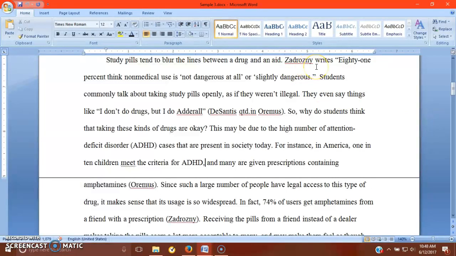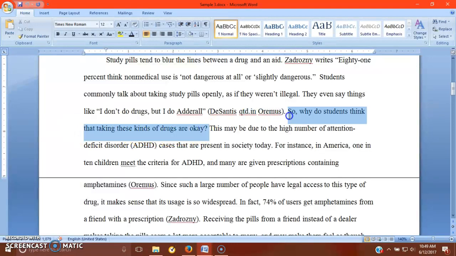Zadron Z, I'm not sure, writes, "81% think non-medical use is not dangerous at all or slightly dangerous. Students commonly talk about taking study pills openly as if it weren't illegal." So here I'd wonder where, and hopefully in the introduction we set up where we are going to be discussing. "They even say things like, I don't do drugs, but I do Adderall." So here it would be helpful to have at the beginning of the sentence, like according to DeSantis quoted in Oramus. And are they talking about a specific university, a specific school? I'm not sure.